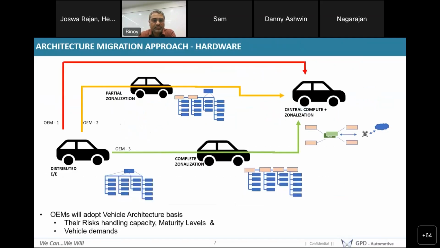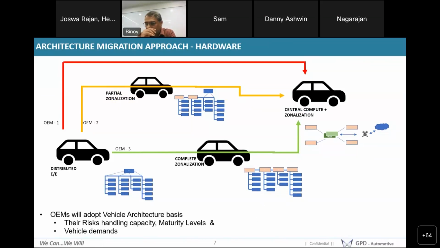Okay. Now there are multiple ways of doing this. Many OEMs are adopting many approaches. As I said, almost all the OEMs were in a CAN-based gateway architecture. Some of them are going for a complete zonal architecture. Some of them are going for complete central compute. Some of them are doing partial zonalization.